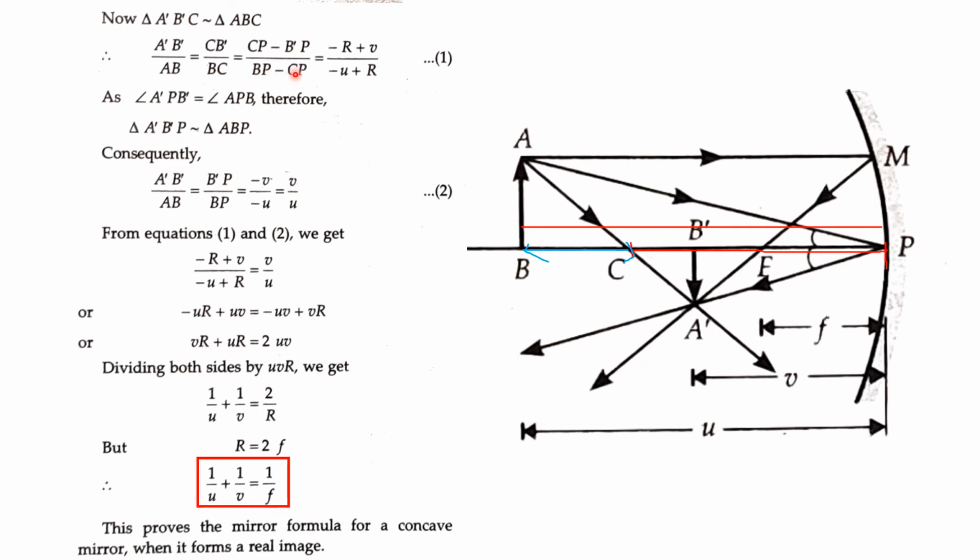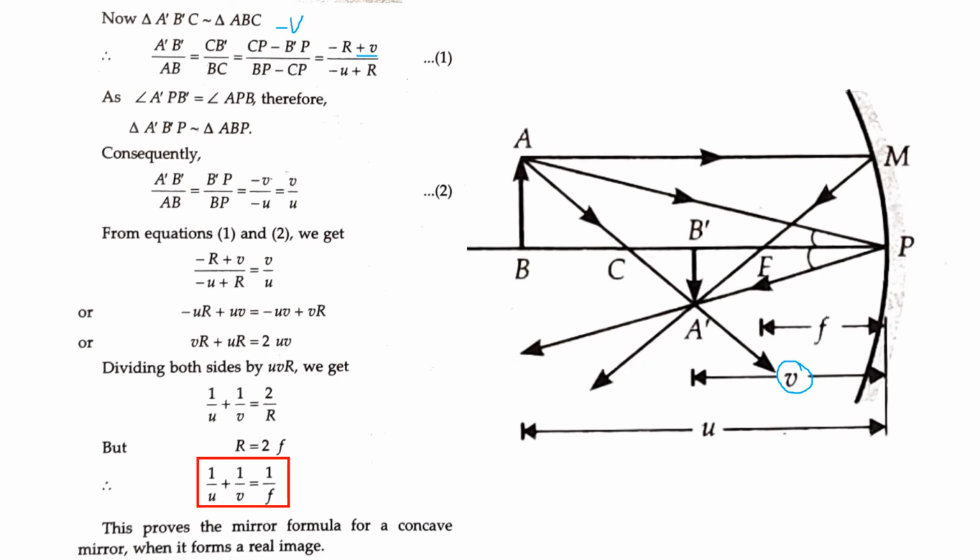Now, as we have already defined this distance CP, what is this distance? Radius of curvature, and it is measured in the opposite direction. So according to sign convention, CP is minus R. Similarly, B dash P is the image distance V, which according to sign convention is negative. So this negative and this negative become positive. So I'll write simply plus V here.